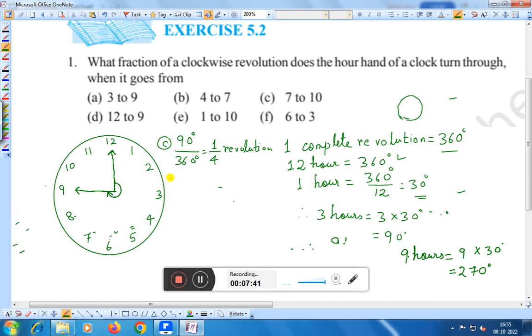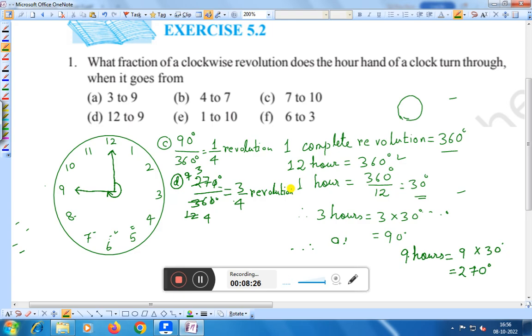Question number D. What is the total? 9 hours means 270 degree, and one complete revolution is 360 degree. Therefore, the 0 0 will be cut. 3 9 is 27, and 3 1 is 3, 3 2 is 6, 3 3 is 9, and 3 4 is 12. That means 3 by 4th revolution.